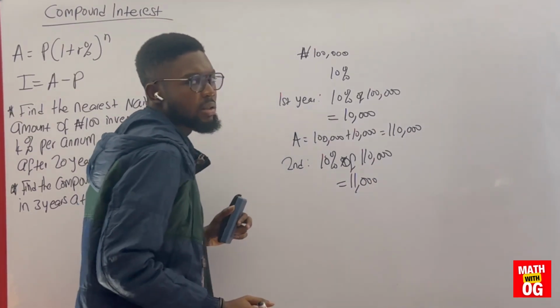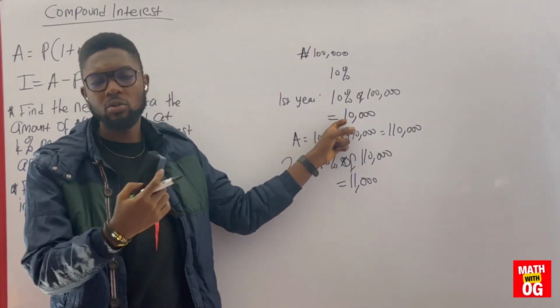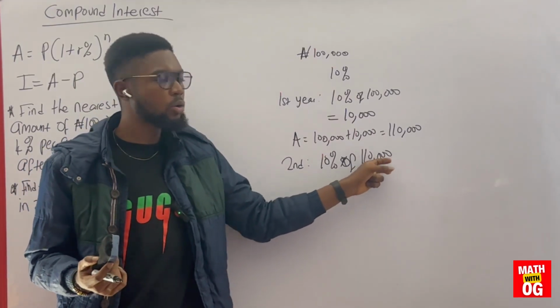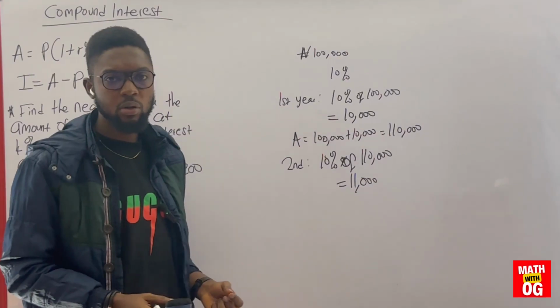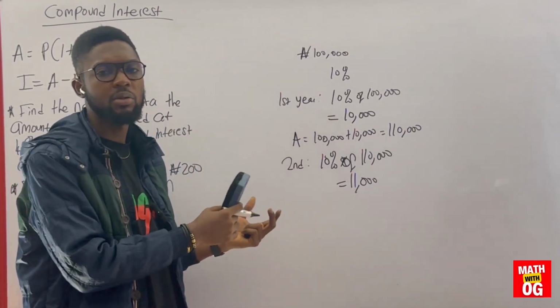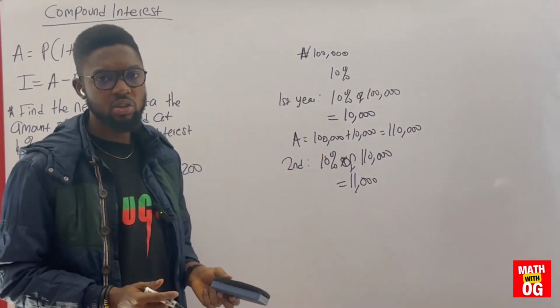So I guess you've seen the difference. If we are working for simple interest, at the end of the first year, my interest will be 10,000. At the end of the second year, my interest will still be 10,000 because this will remain 100,000. At the end of the 20th year, your interest will still be 10,000. So you can easily calculate your total interest by using principal times rate times time all over 100. However, in this case, your interest is changing.